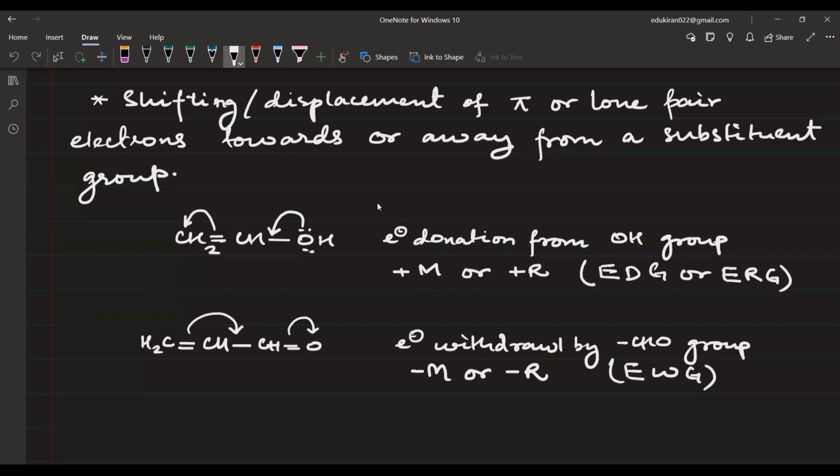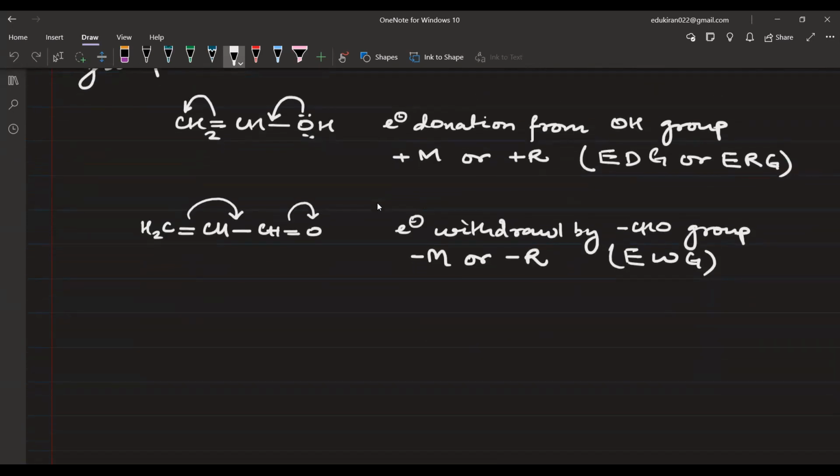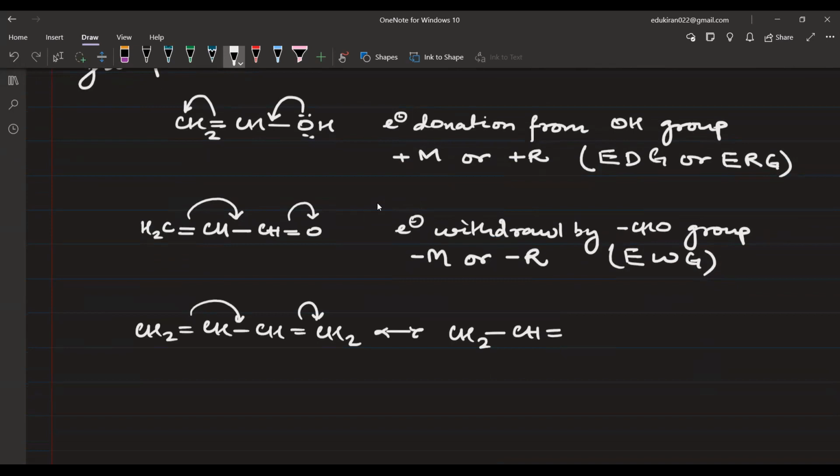ठीक है, अब देखिए for example if you have this case: CH2 double bond CH, single bond CH, double bond CH2. Now in this case, CH2 single bond CH, double bond CH, single bond CH2. Here you have negative charge and here you have positive charge. Now in this case, there is no electron donation or electron withdrawal because electrons निकल के कहाँ जा रहे हैं, कार्बन के पास ही जा रहे हैं, और कहाँ से निकल रहे हैं, कार्बन के पास से निकल रहे हैं. So this is resonance.